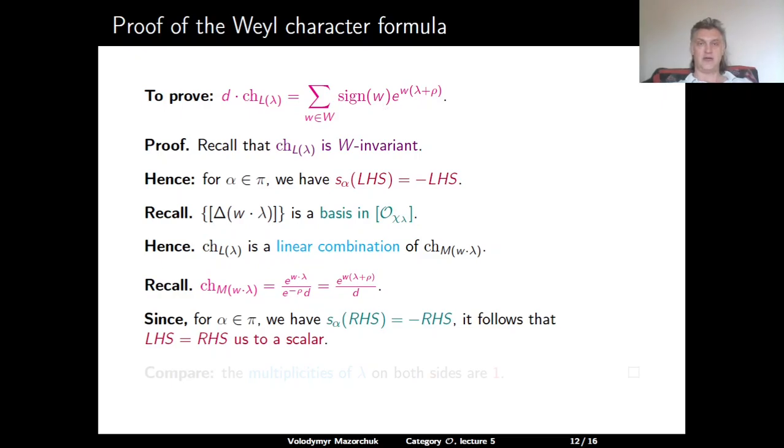So we need to compare that some coefficient on both sides is the same. And we can compare the multiplicities of the weight lambda on both sides, and we see that they both are equal to 1. So this completes the proof of the Weyl character formula.